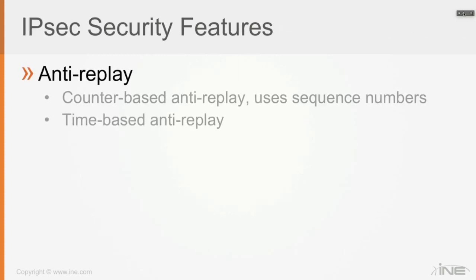Now, anti-replay, depending on the IPsec VPN tunnel type, can be either counter-based, which means all packets sent through the VPN tunnel use sequence numbers, so that we know the next sequence number we should expect to receive in the IPsec VPN tunnel, or it can be time-based. Most IPsec VPN tunnels use a counter-based anti-replay functionality.